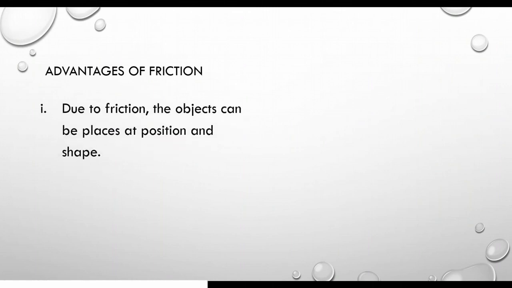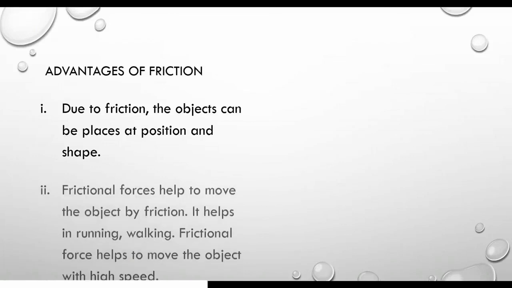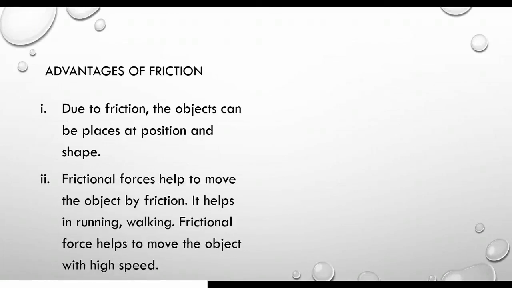Advantages of friction. One, due to friction, objects can be placed in position and shape. Two, frictional force helps to move the object. It helps in running, walking, and the rest. Frictional force helps to move the object with high speed. So these are some of the advantages of friction. It helps us to move very fast. It helps us to run. It helps us to walk. And then again, due to friction, we can position things where they are.